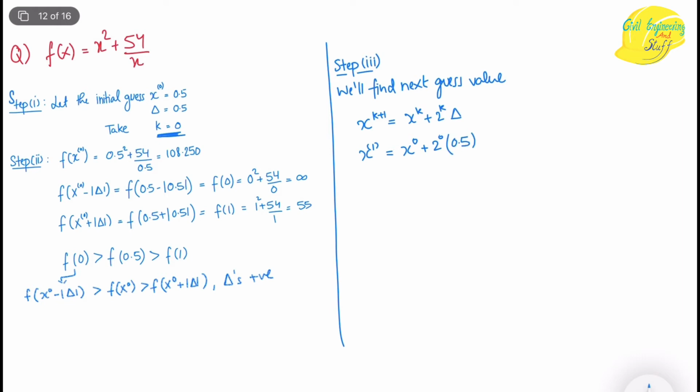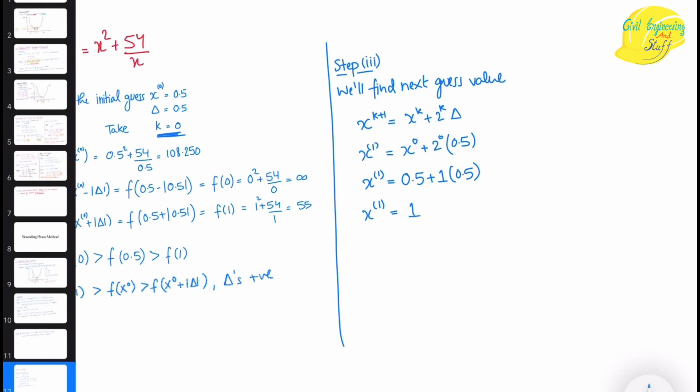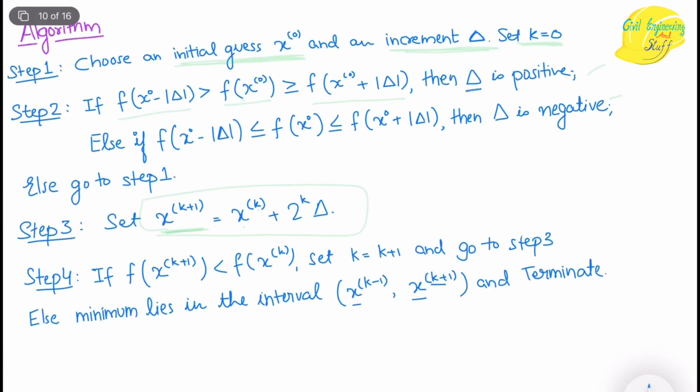So x1 is equal to 0.5 plus 1 into 0.5. So x1 will be 1. Okay, so this is your step 3. All right, so we have completed step 3.